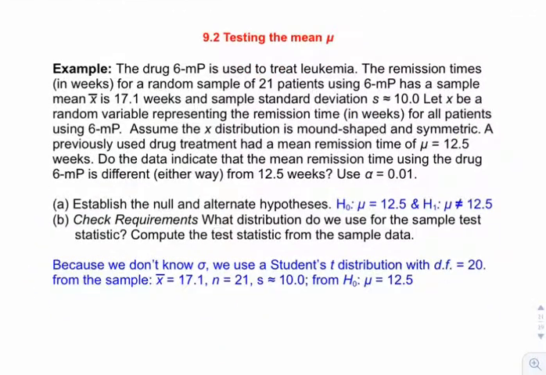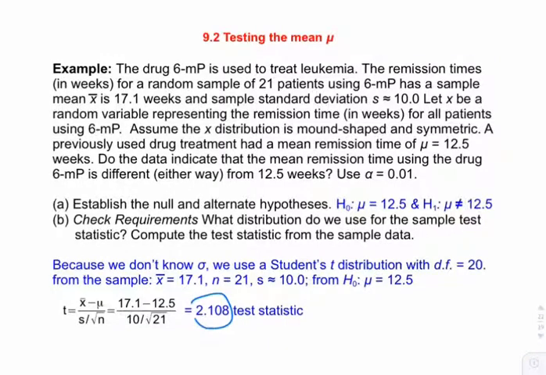Okay, so because we don't know sigma, we'll be using the student's t-distribution. We're keeping in mind that our degrees of freedom is n minus 1. When we do get to use our actual t-table, that'll be relevant. And we have the following information. So the test statistic is going to be 2.108.